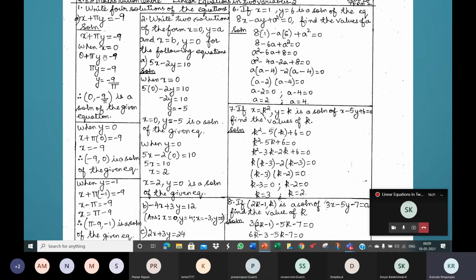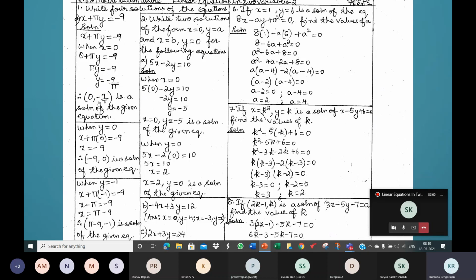So here's how we do it. You can see this here, when x is 0. That's just for the sake of convenience. You can take any value for x, say when x is 100, and find the corresponding value of y. So when x is 0, find the value of y. What is the value of y? Minus 9 by pi. When x is 0, y is minus 9 by pi. So 0 comma minus 9 by pi is a solution to this given equation.